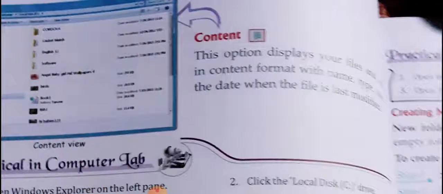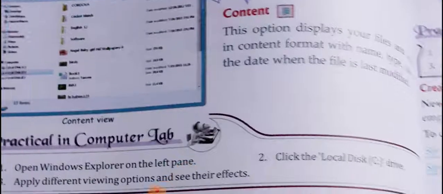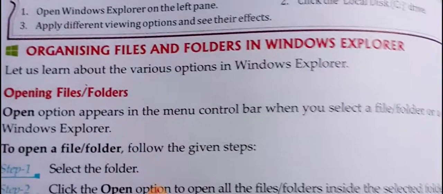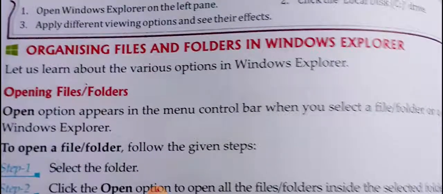This is similar to the details view, but in details you get a lot of information about the file and folder, whereas here name, type and the date of modification is given. So come to the next topic now, that is organizing files and folders in Windows Explorer.